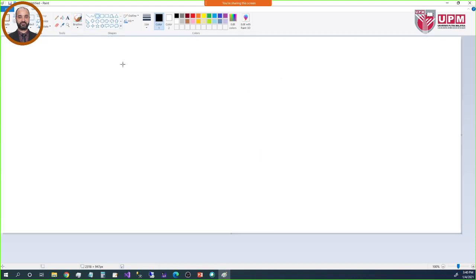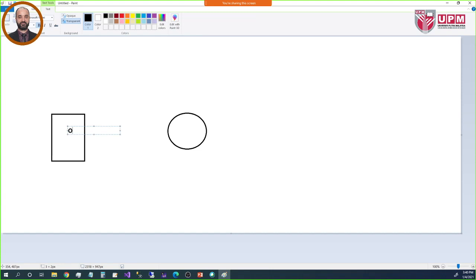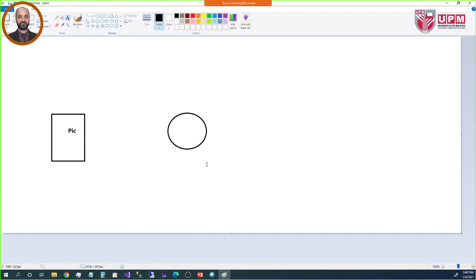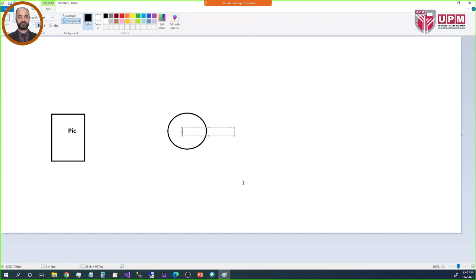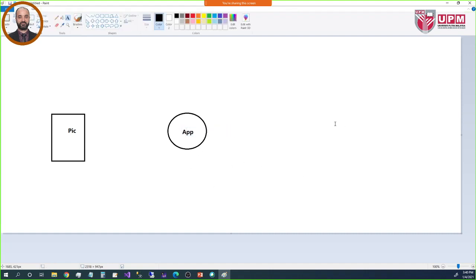I would draw something here. Suppose that this is the machine and this is a file. So this one is the picture. This one is the app. Then this app should produce multiple outputs.